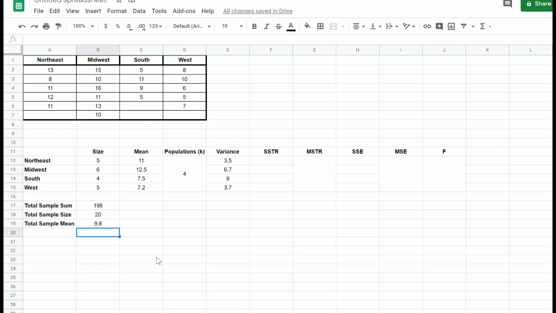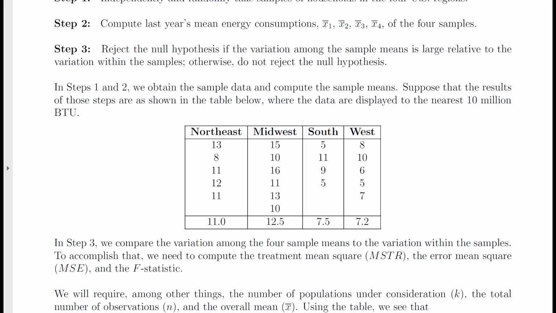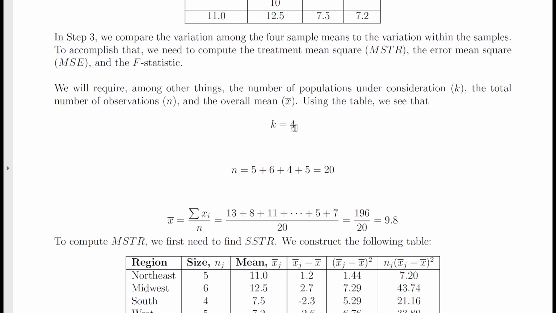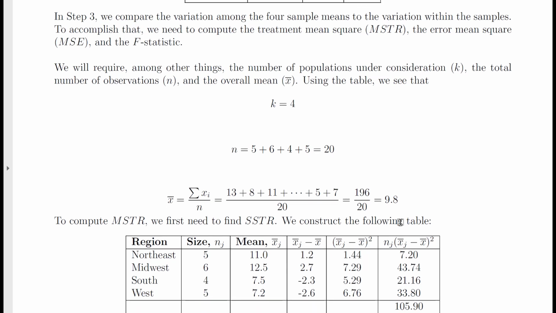So there's all the values that we need that will allow us to complete the remaining part of the table: the SSTR, MSTR, SSE, MSE, and F. It's a lot, but we'll get through it. These values in the middle of your screen: K equals 4, that's the populations. We computed that. N equals 20, we computed that. X bar is the total sample mean, which is 9.8, which we also have already computed.